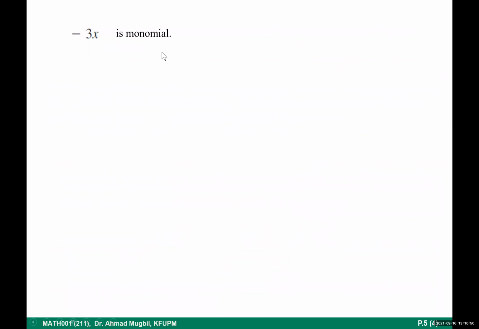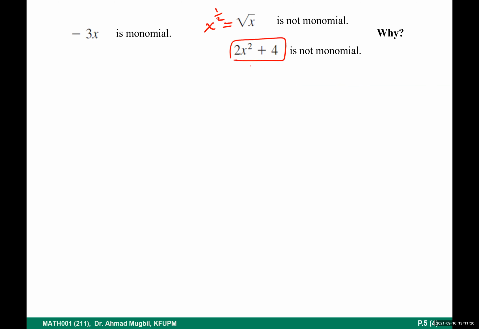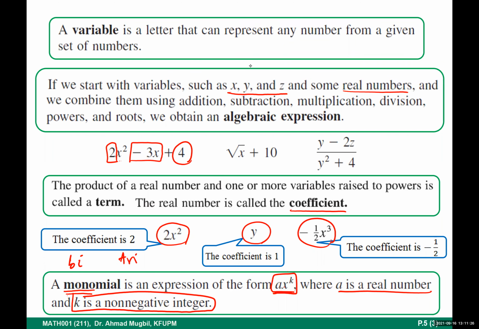For instance, this is a monomial, negative 3 times x. You have here a real number, negative 3, multiplied by a variable, x, raised to the power 1. Now, these two are not monomials. Why is the first one not a monomial? The power here is x to the power a half, so it is not a non-negative integer. This one is not a monomial because we have two terms. In a monomial, according to the definition, we have just this form.